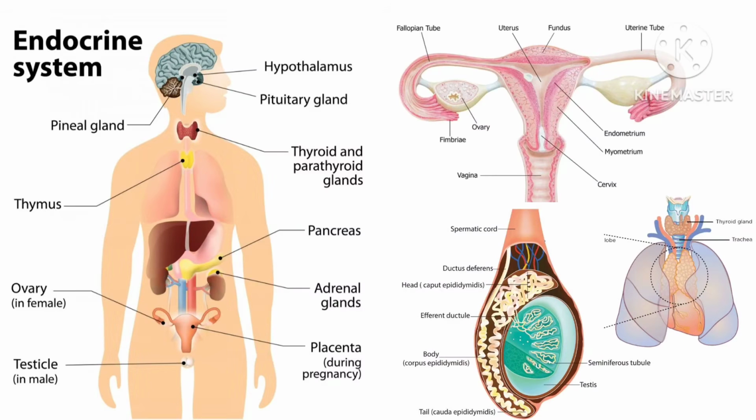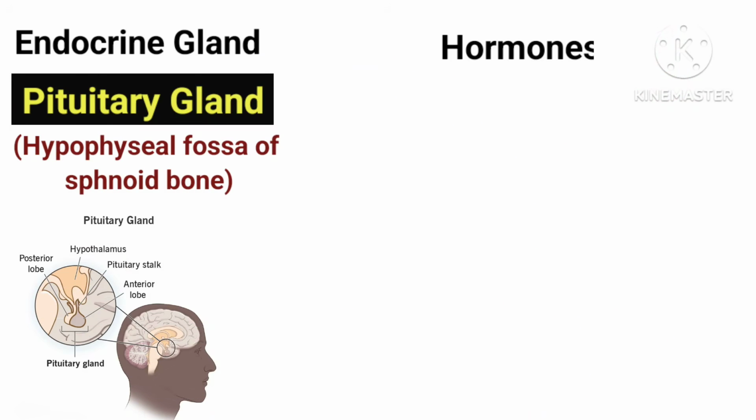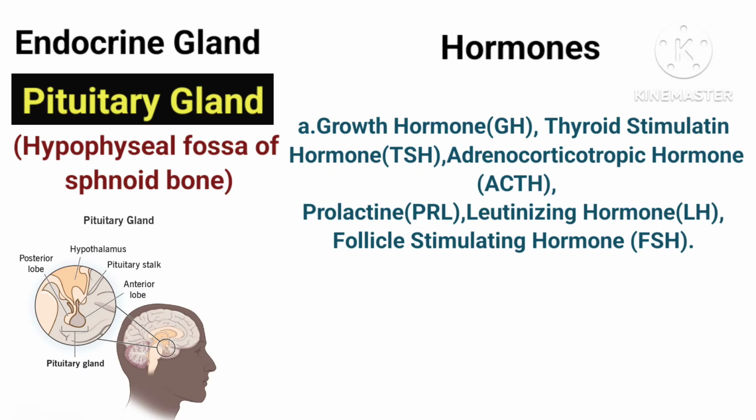Hello friend, today we learn about different endocrine glands and their hormones. First, the pituitary gland, which is present in the hypophyseal fossa of the sphenoid bone. The hormones secreted by the anterior pituitary are the growth hormone, which stimulates growth and cell regeneration.